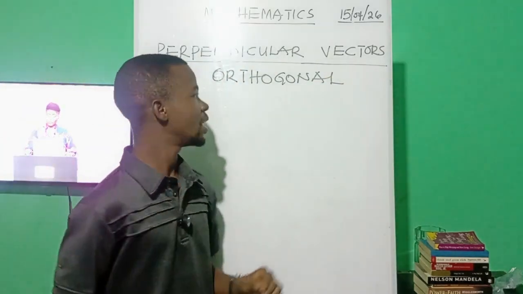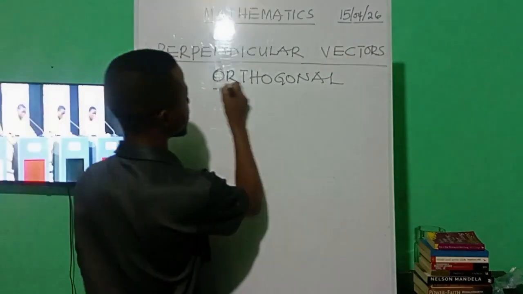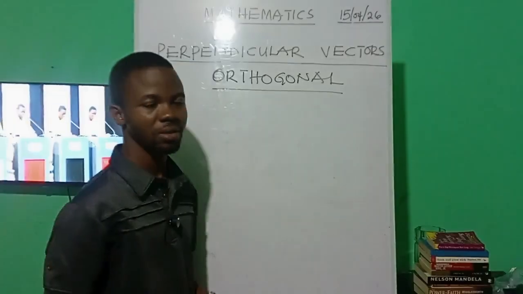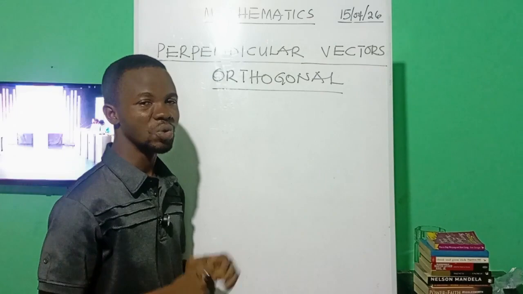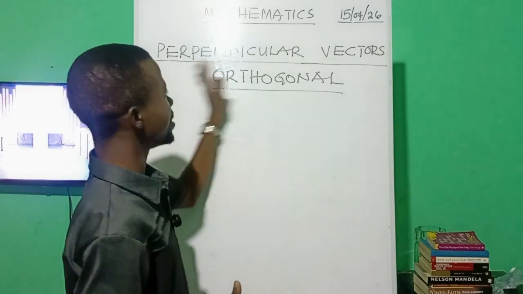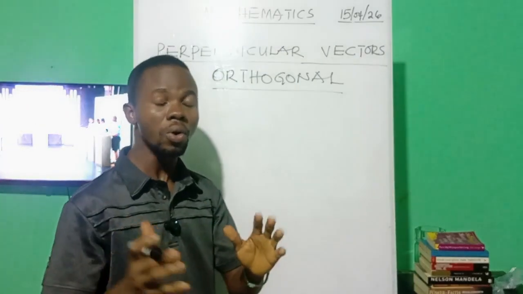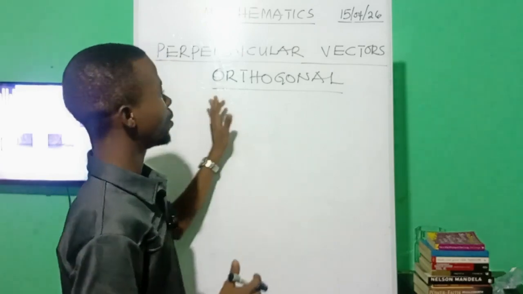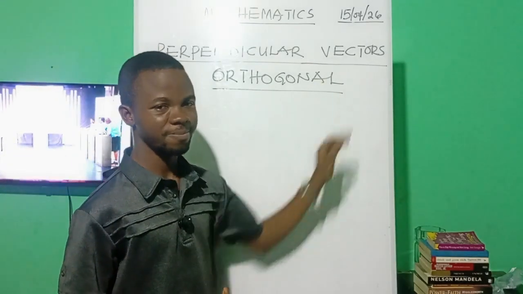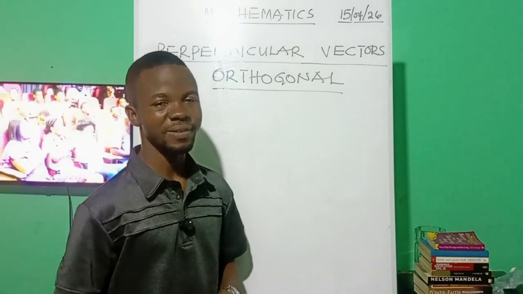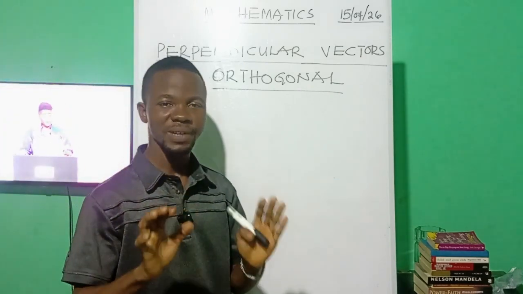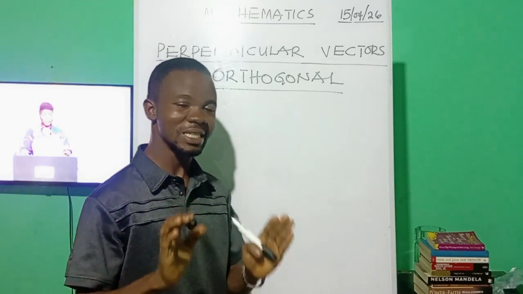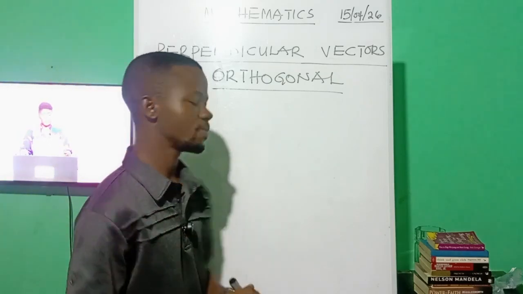Perpendicular vectors are also known as orthogonal vectors. So you might hear the name perpendicular vectors, or you might also hear orthogonal vectors. Now, what are perpendicular vectors? Perpendicular vectors are vectors that meet at 90 degrees.